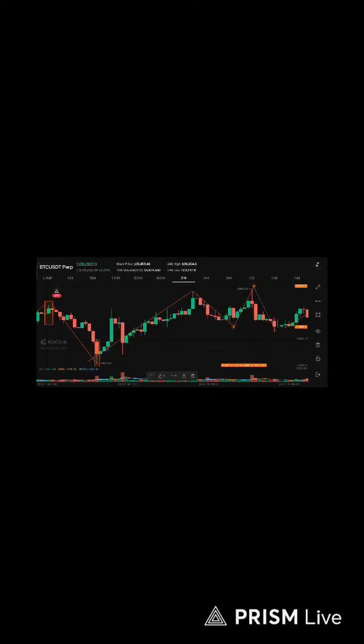Okay, so that is the amazing thing about this candlestick pattern. It's very amazing and interesting.